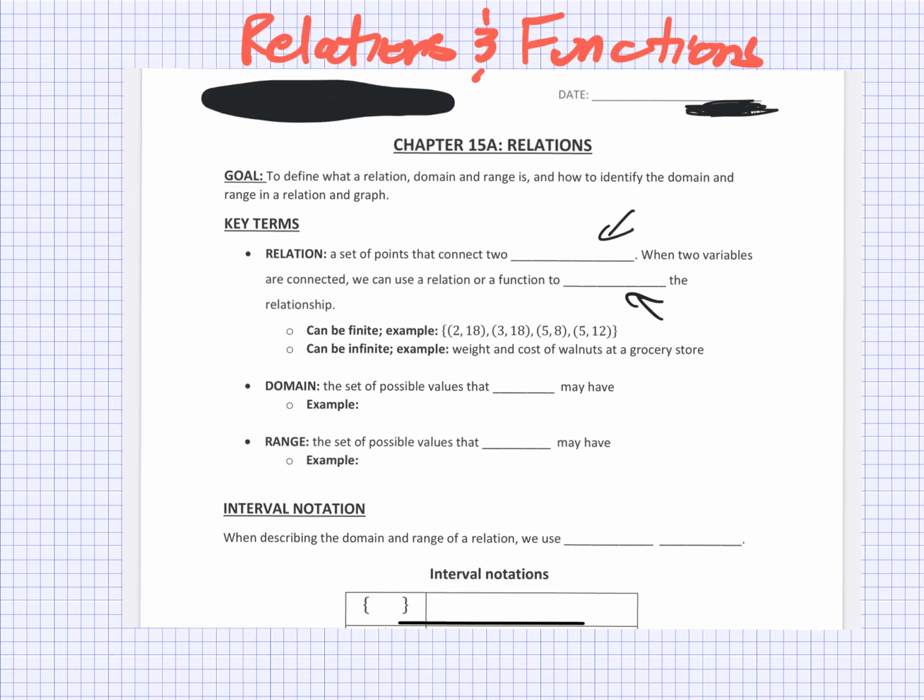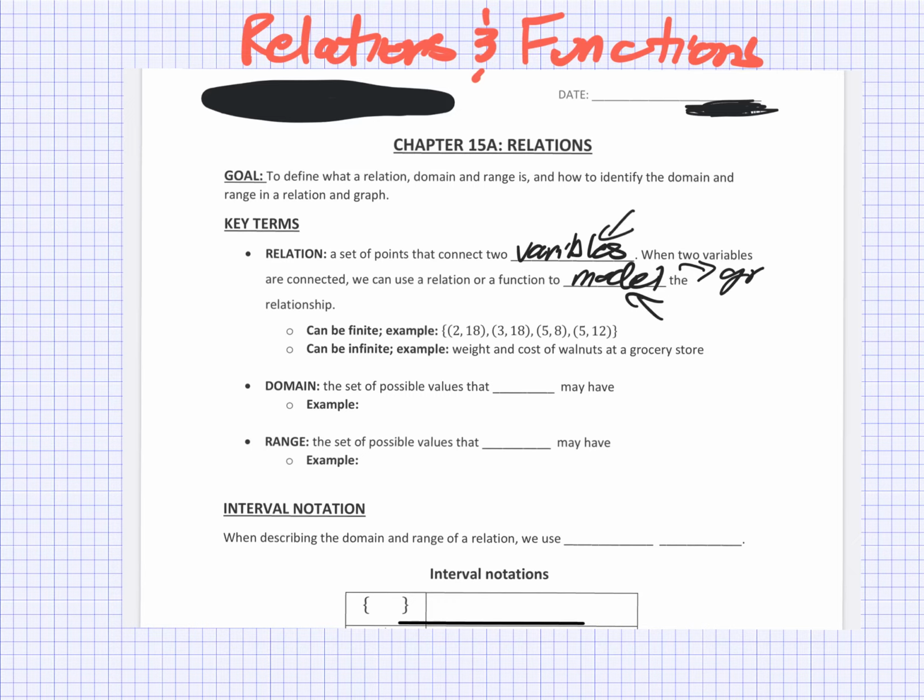We're going to jump through a couple worksheets here. A relation is a set of points that connects variables. Variables is probably a good common term for it because we're trying to relate two measured objects. So we'll call those variables. When the two variables are connected, we can use a relation or a function to model.